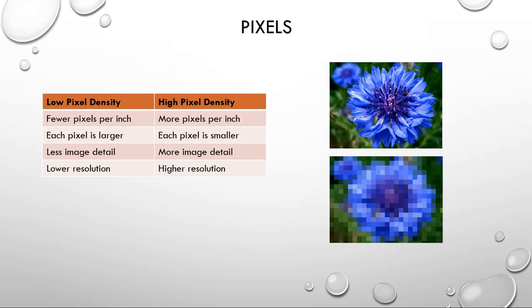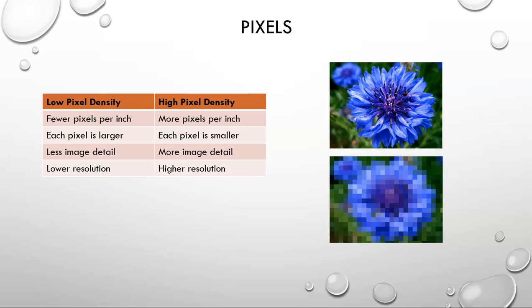So we're going to sum up pixels. Remember, we're talking about two things here, pixels and bits. And so we're going to sum up pixels by saying low pixel density, fewer pixels per inch, each pixel is much larger, less image detail, and lower resolution. With high pixel density, we get more pixels per inch, more image detail, better resolution.